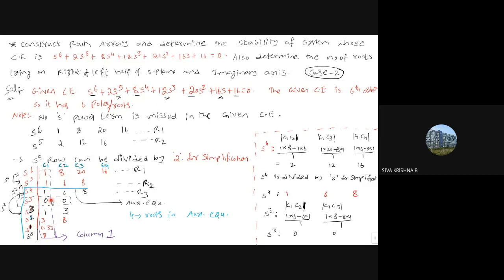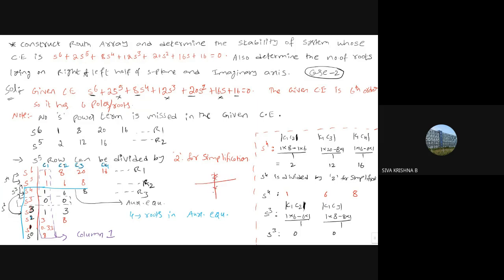Before going to that, whenever you have the auxiliary equation form, those auxiliary roots, s power 4, that means there are 4 roots. These 4 roots are nothing but auxiliary equation roots. Whenever the auxiliary equation is formed, those roots must lie on the imaginary axis only, if there is no sign change in the first column of that equation.